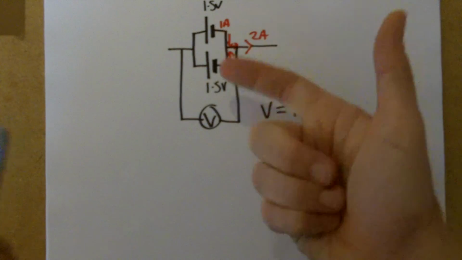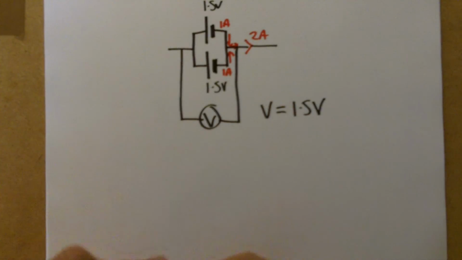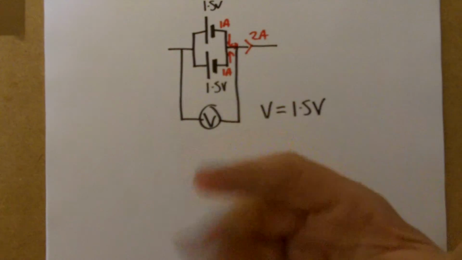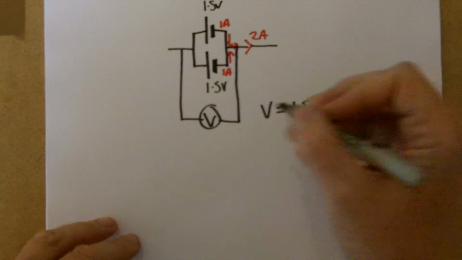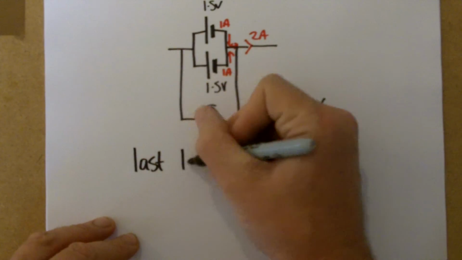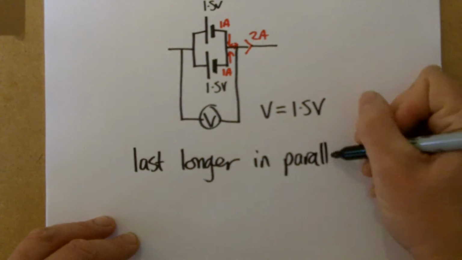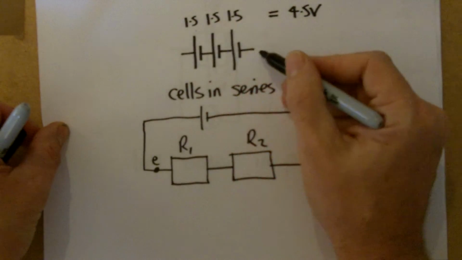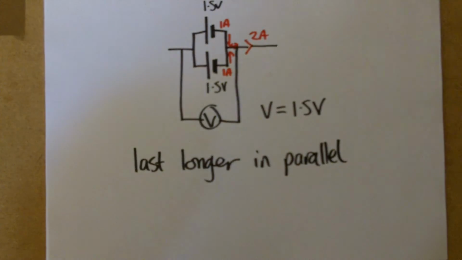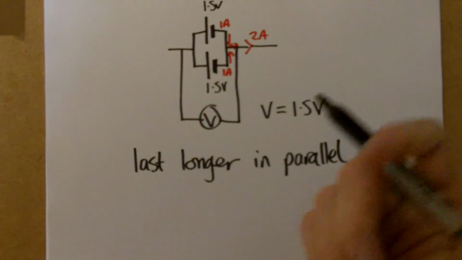Because each cell is only providing 1 amp, less current than if it was on its own, that means effectively that the cells will last twice as long. So the reason that you would connect cells in parallel is simply to make them last longer. So remember, going all the way back to series circuits, if you want a bigger PD, then you put them in series. But if you want them to last longer, then you stack them in parallel. So this means you can increase the battery life of a power pack.